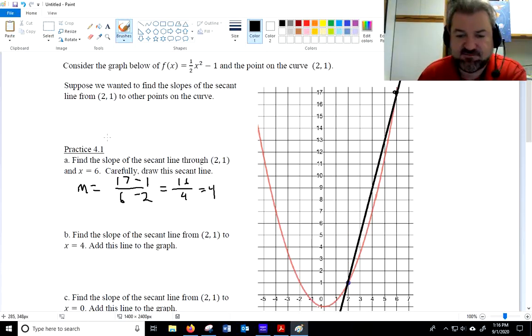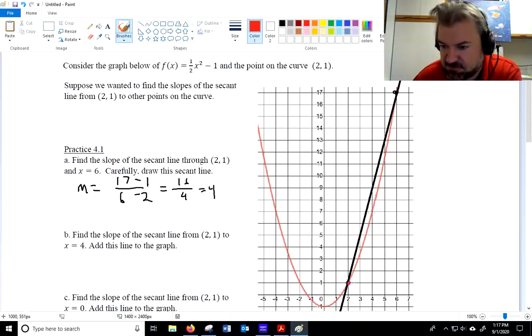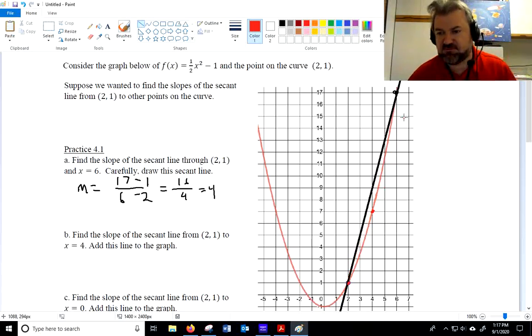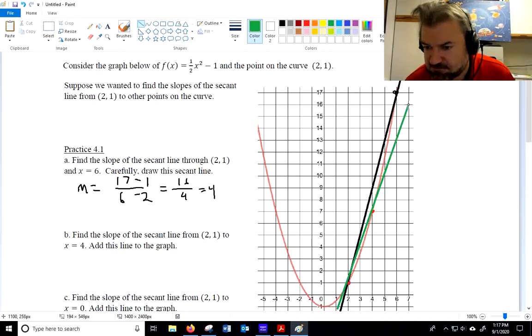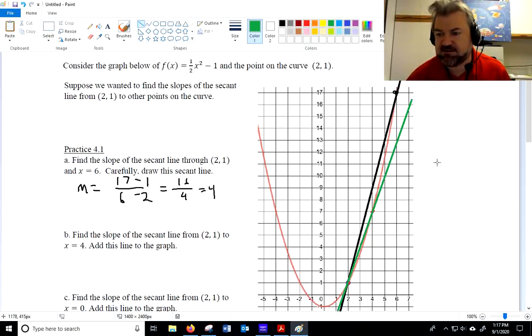Cool. All right. Let's find the slope of the secant line now from (2, 1) to x equals 4. Always (2, 1), but this time to x equals 4. So I still got that little dot there. I want to go, because that goes right there. So it's not quite as steep this time, is it? It's going to be difficult probably for me to do this, but I'm going to try. Oh, I shouldn't use red. Hold on. Let's use green. There we go. I think that's pretty close to right. I can kind of adjust it. There we go. Okay. So we've got a secant line.